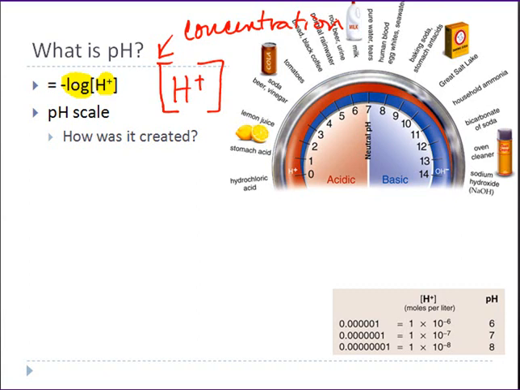The pH scale is kind of bizarre because it goes from a value of 0 all the way up to a value of 14. And that might seem a little strange, but if you understand how the pH scale came about in the first place, then you will understand why it goes from a value of 0 to 14.